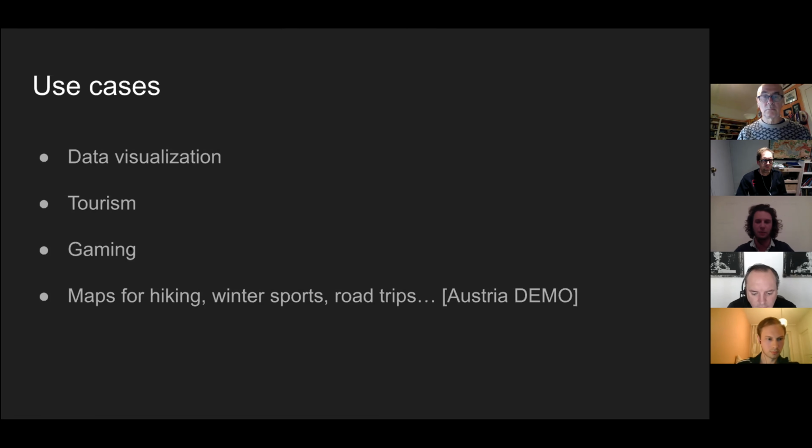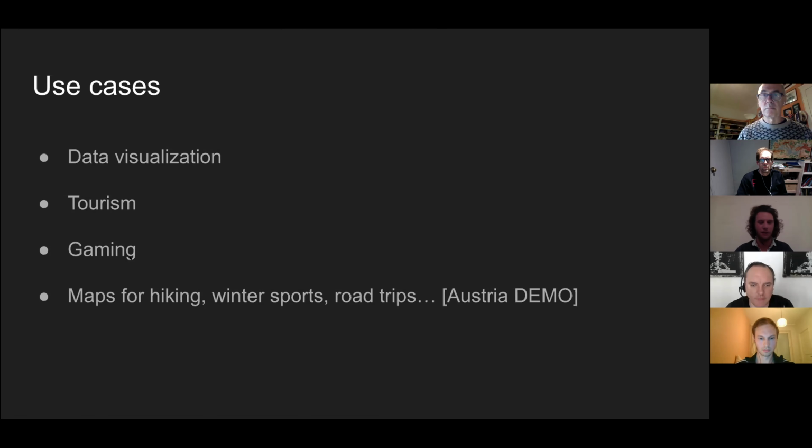Another one is gaming. So this could be used for making a flight simulator, or I don't know, you could just use your imagination, any kind of game that needs the real world. And finally, maps. I mean, it's a 3D map, so of course you can use it for different kinds of maps. You can overlay hiking trails, or you could use it for winter sports to either plan where you want to go or relive where you've actually been, so show the routes, things like that.